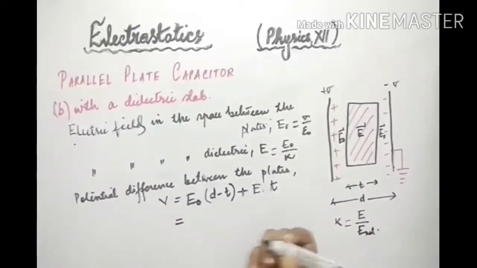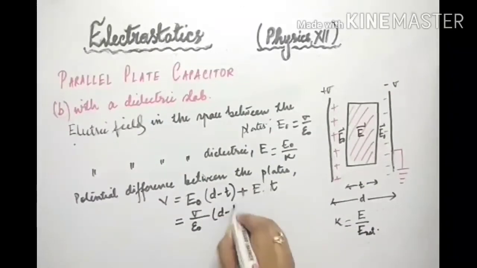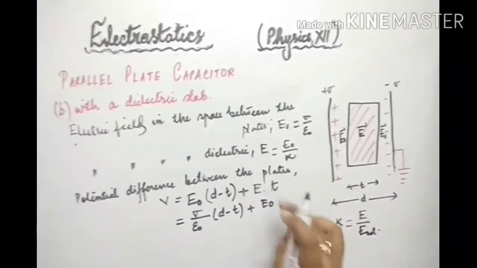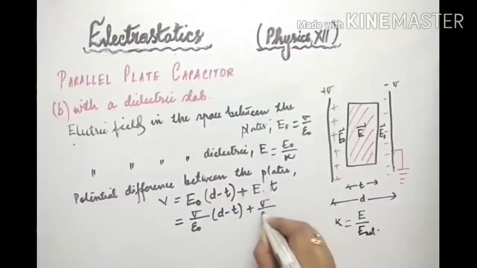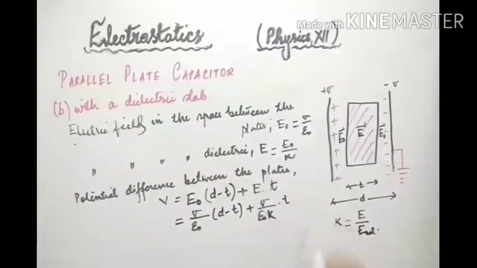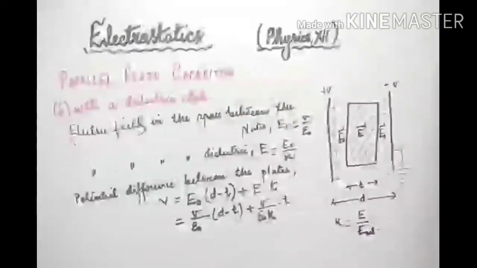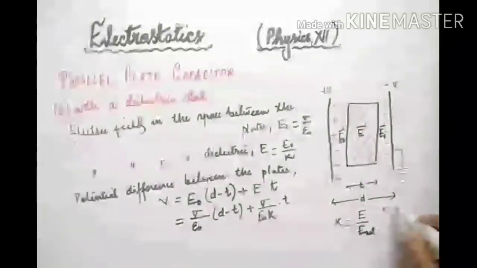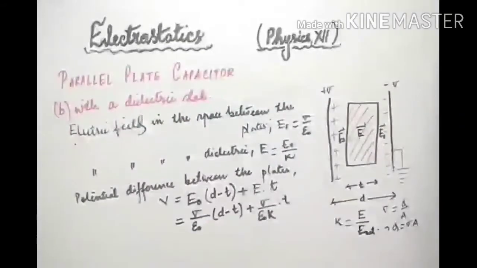Now we can do one thing. It can be written as sigma by epsilon naught into D minus T, and E is E naught by K. E naught is sigma by epsilon naught, so 1 by K comes here. If we put it, we get this value. Now again, sigma is equal to Q by A, so Q equals sigma A. We can write it in that manner.